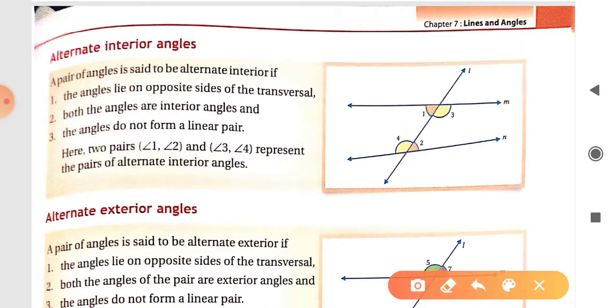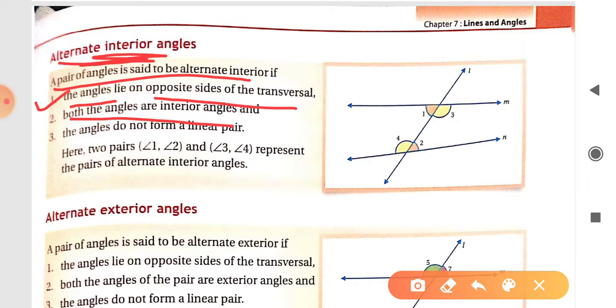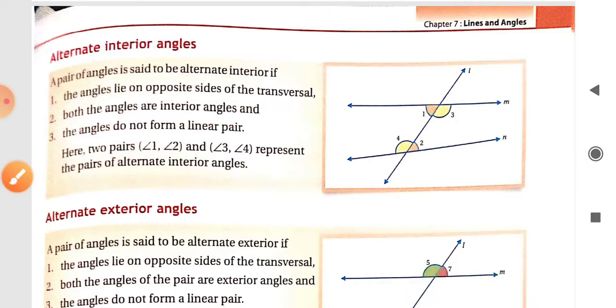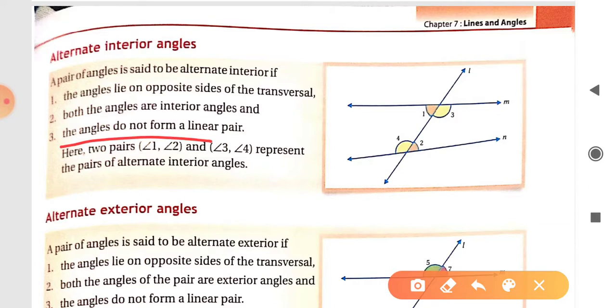Next is alternate interior angles. A pair of angles is said to be alternate interior if the first condition is that the angles lie on the opposite sides of the transversal. That is, one angle should be on the left side of the transversal and one angle should be on the right side. Then both the angles are interior angles, as the name alternate interior angle suggests. Then the angles do not form a linear pair. These angles never form a linear pair.